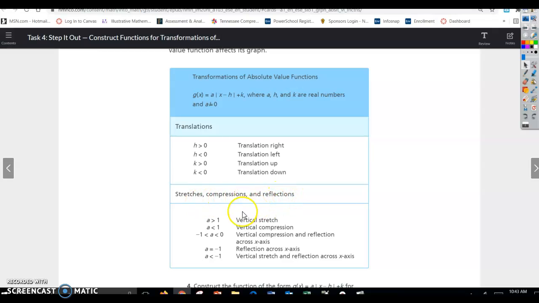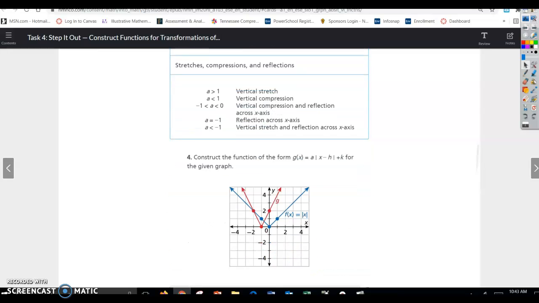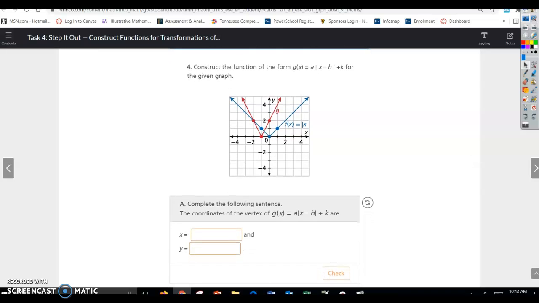Stretches, compressions, and reflections. All right, so if a is greater than 1, it's a stretch. If it's less than 1, it's a compression. If it's between -1 and 0, it's a compression and a reflection across the x-axis. So -1 to 0, these are negative numbers, and that's why it also includes a reflection. a equals -1 reflects across the x-axis, and a less than -1 is a vertical stretch and a reflection across the x-axis.